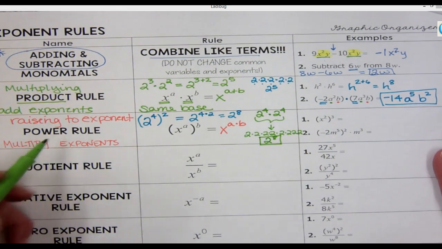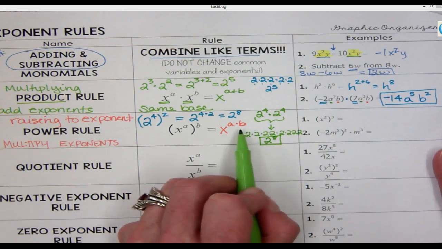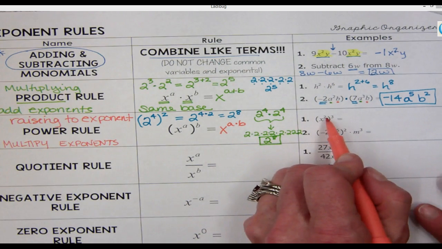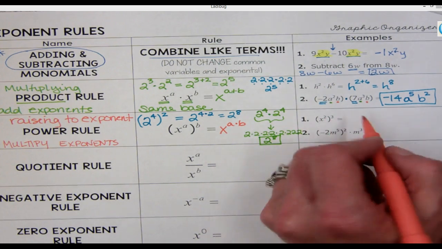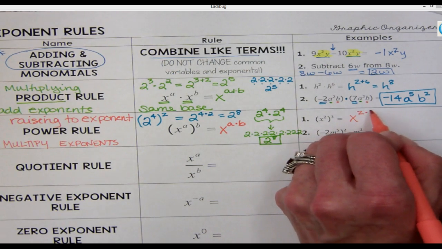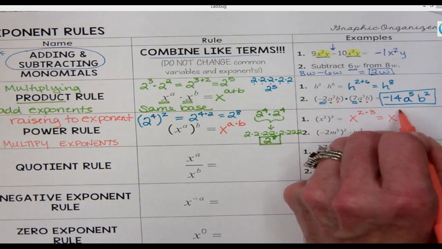So when you're using the power rule, you're multiplying the exponents. In this situation over here, 2 squared raised to the third power, that's going to be 2 times 3, x to the 6th.